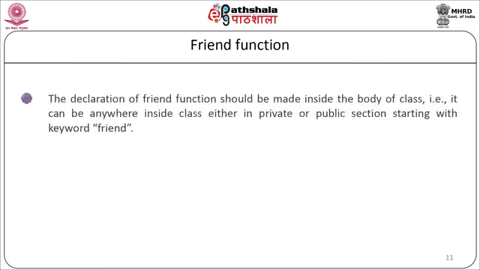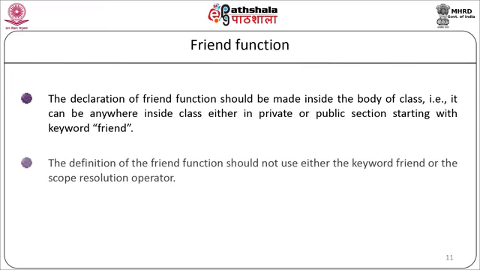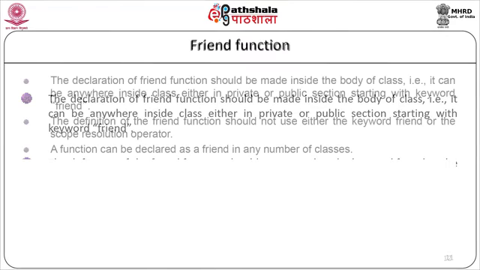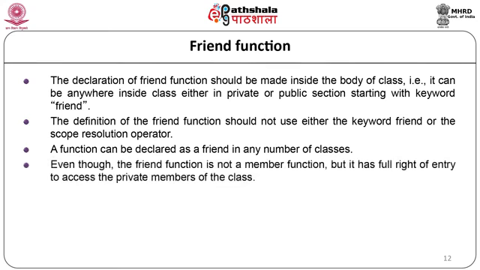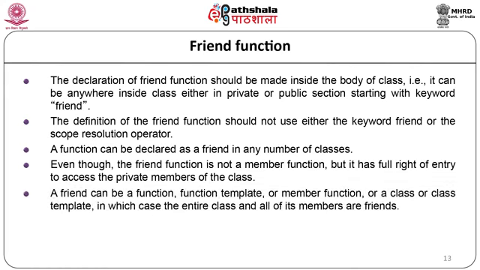The declaration of a friend function should be made inside the body of the class. It can be anywhere inside the class, either in the private or public section, starting with the keyword friend. The definition of the friend function should not use the keyword friend or the scope resolution operator. A function can be declared as a friend in any number of classes. Even though the friend function is not a member function, it has full right to access the private members of the class. A friend can be a function, function template, member function, or a class template, in which case the entire class and all its members are friends.